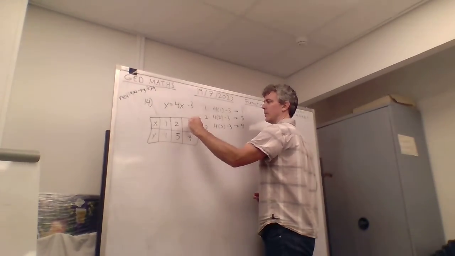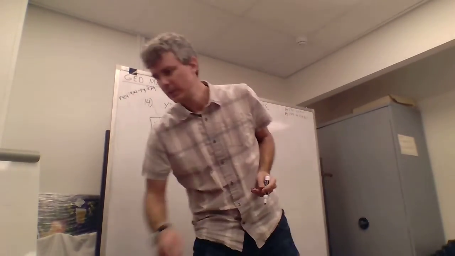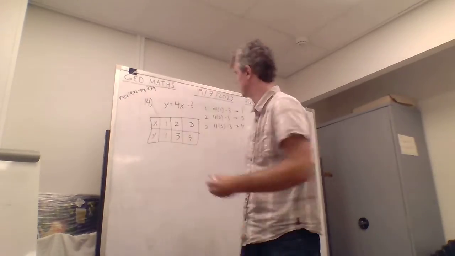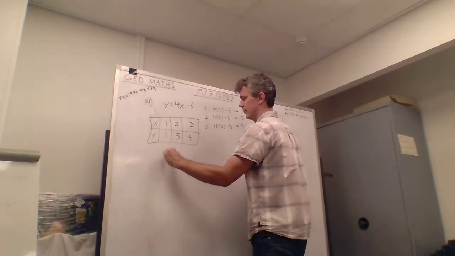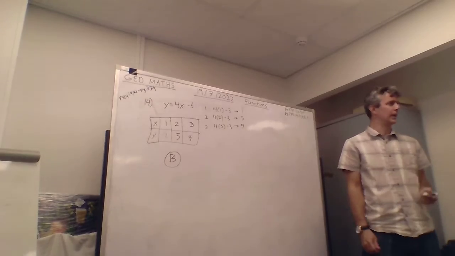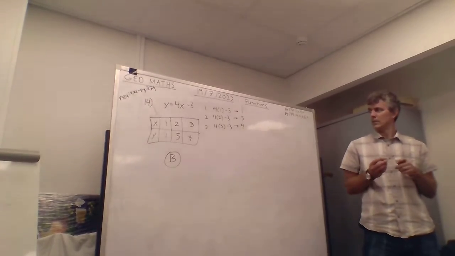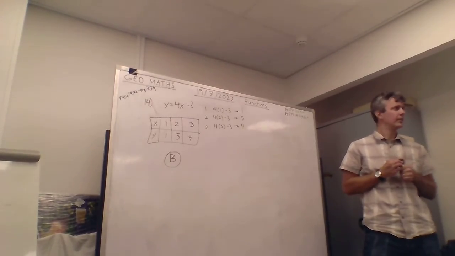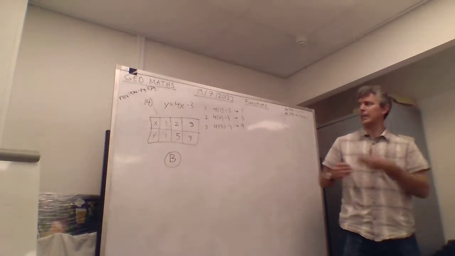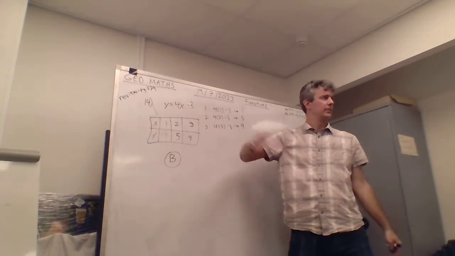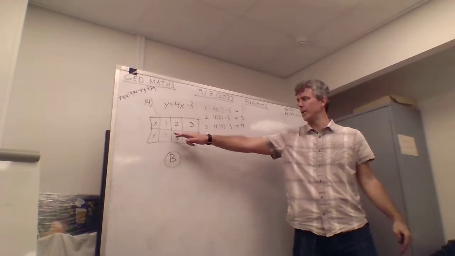And so on. But I think we can find the pattern, right? 1, 5. Oh, already, just B. Like that. Do you see how I did it? I'm just taking every x, finding what y is for each one, and then you see the pattern coming.